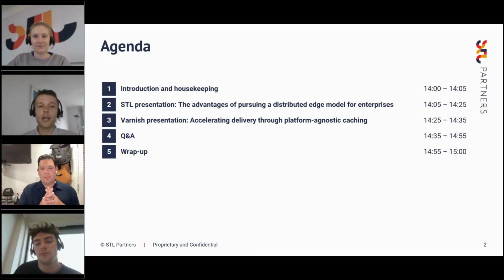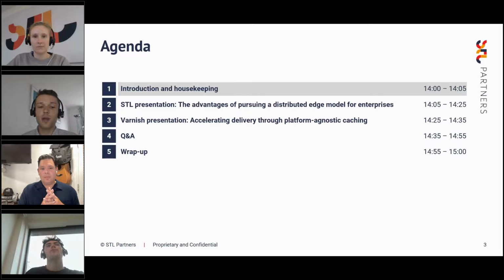As you can see, we've got a jam-packed agenda today and a lot to get through in the next hour. We're going to start with an STL presentation from my colleague Jack Hurley, who's going to look at the advantages of pursuing a distributed edge model for enterprises, particularly the challenges and costs enterprises are facing with their IT architecture and how a distributed compute strategy can mitigate against this. This is then going to be followed by a presentation from Adrian Herrera, the CMO of Varnish Software, on how Varnish caching solutions can help enable improved performance for enterprises.